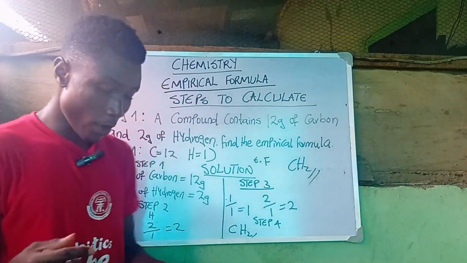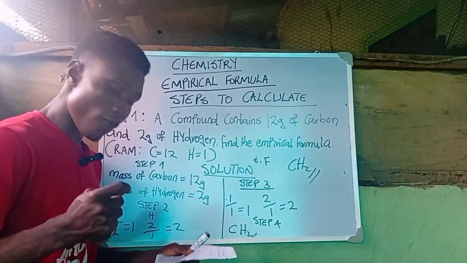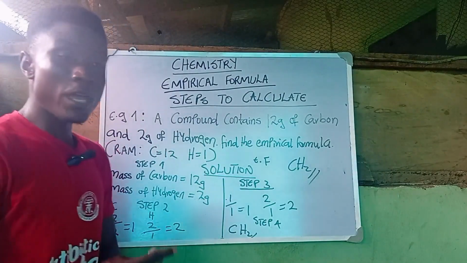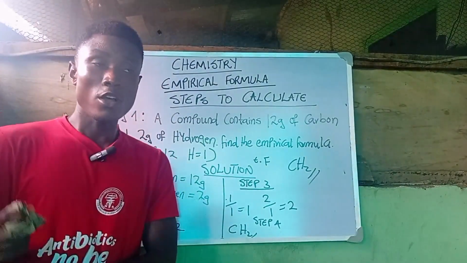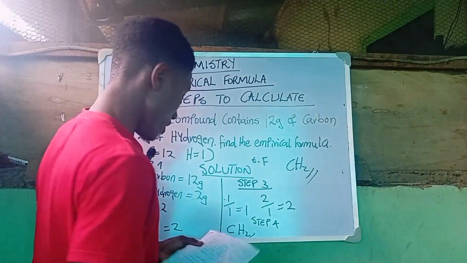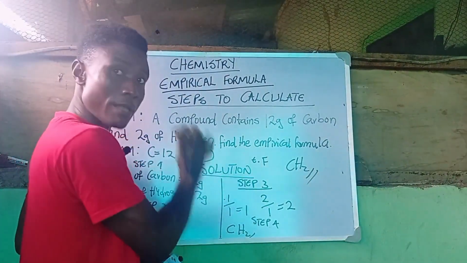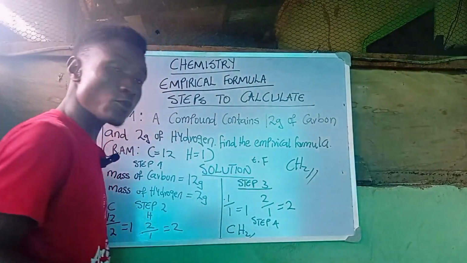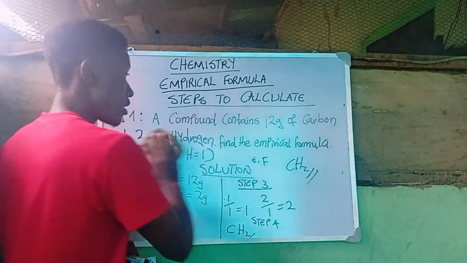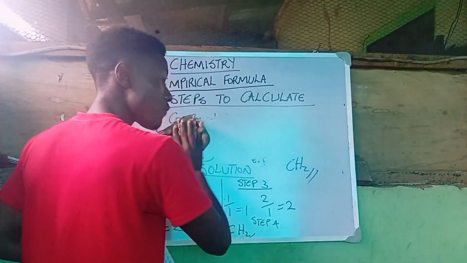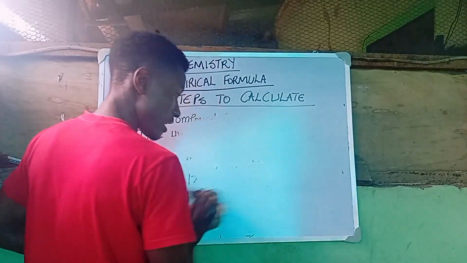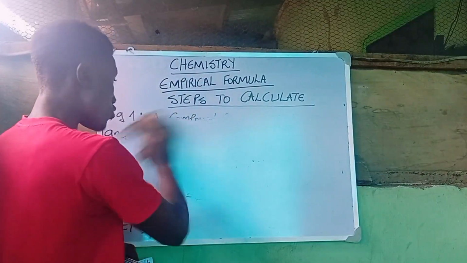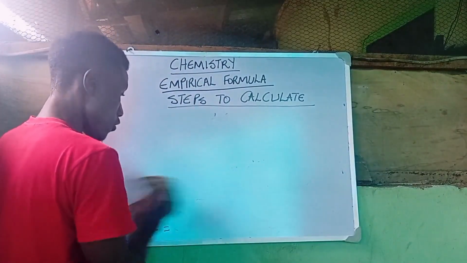So we'll be solving for the molecular formula of each of these compounds. We are not just going to be looking at the empirical formula, but we'll also be looking at the molecular formula. So that means you have gotten every step to follow. Like I said, we'll be solving for the molecular formula. It's still the same thing, because you first get the empirical formula, and after getting the empirical formula, that is when you move ahead to solve for the molecular formula.